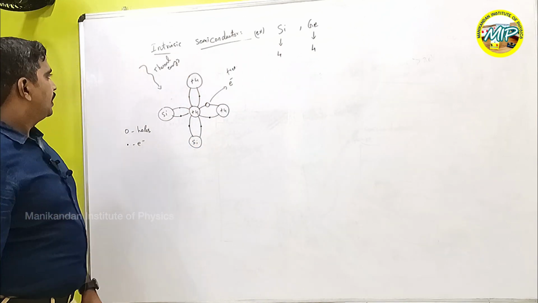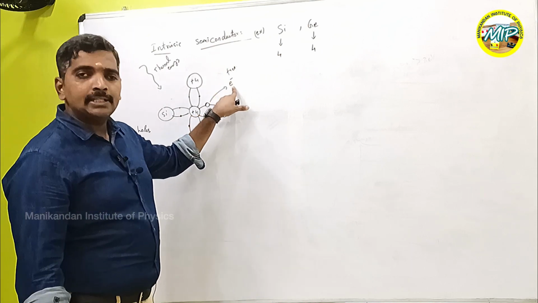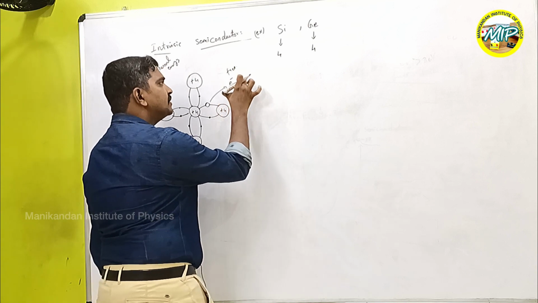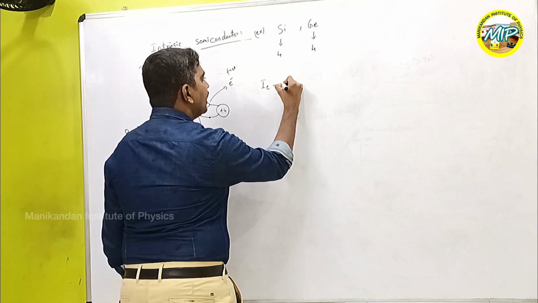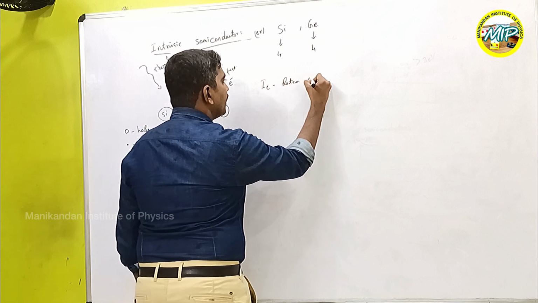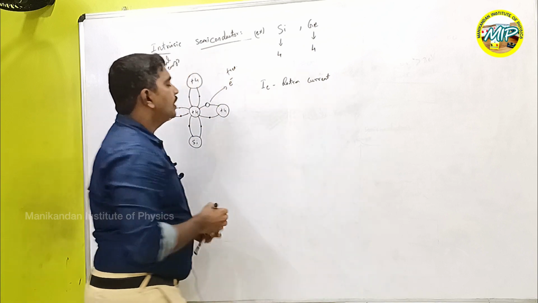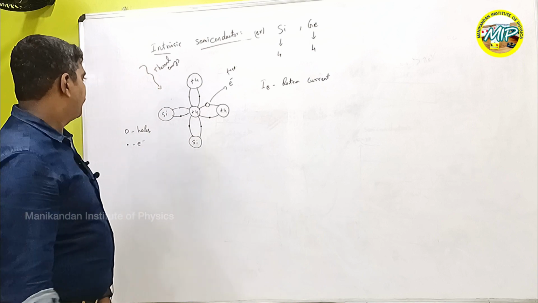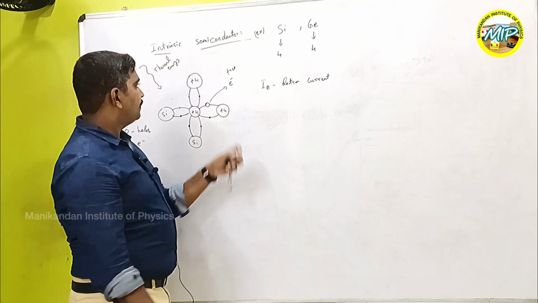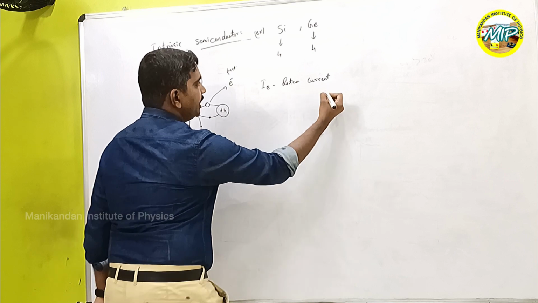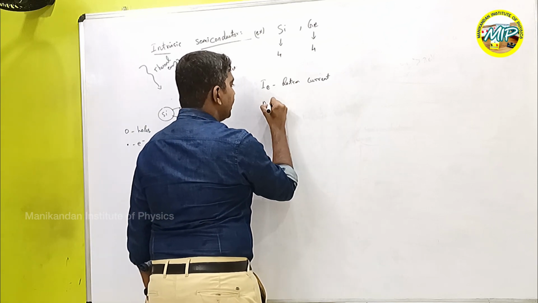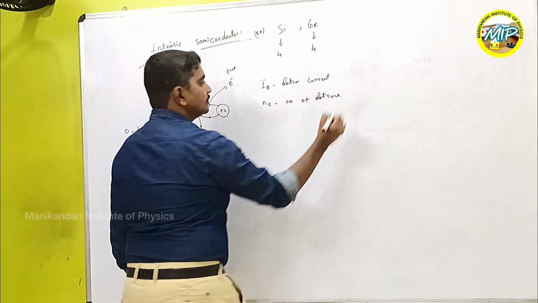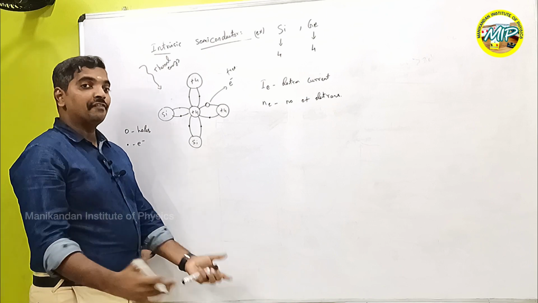Because of the motion of these electrons, there will be some finite current. The current generated by the motion of free electrons is called electron current, I_E. The number of electrons is going to be N_E, the number of electrons. Then there will be a drift process.